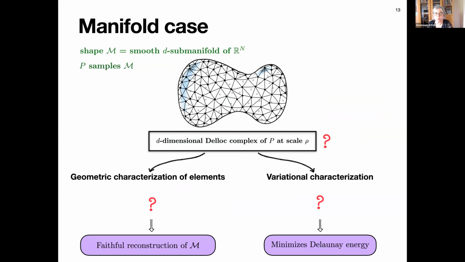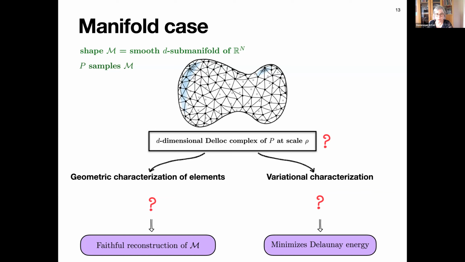So here we would like to mimic exactly what we saw in the Euclidean case to the manifold case. That is, now we are going to consider a shape that is a smooth d-dimensional submanifold of Rn. We're going to consider point set P that sample M, possibly with some noise. And we're going to consider a scale parameter rho and define a complex that we're going to call the d-dimensional Delloc complex of P at scale rho.